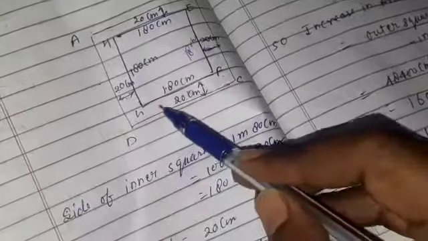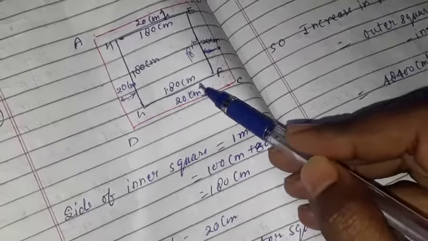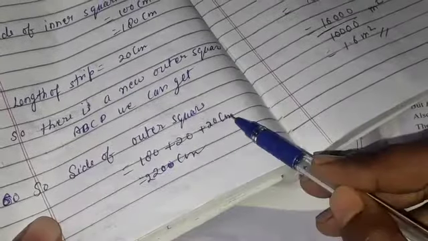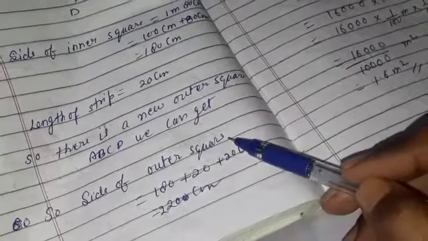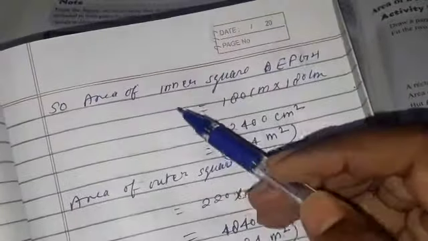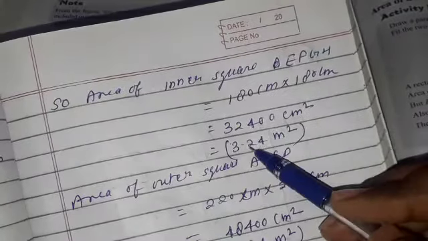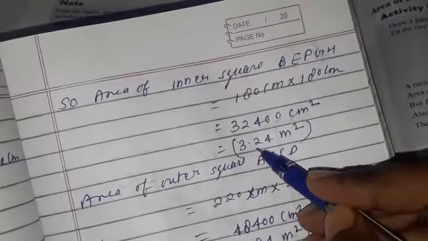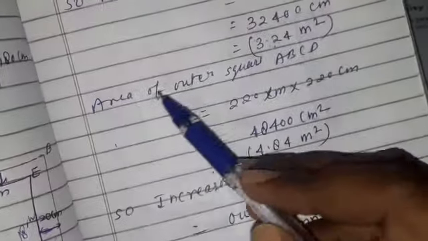So class, this is just like a path. I told you earlier how to calculate the path. So 180 plus 20 plus 20, you add the path twice, so you can get the side of the outer square. So the area of the inner square is 180 into 180, that is 32400 centimeter square. You can change that into meter square also, 3.24 meter square.